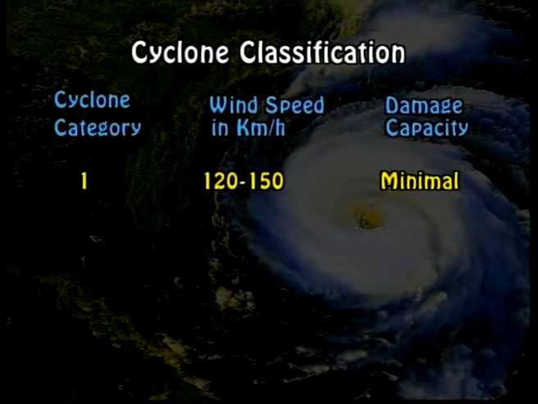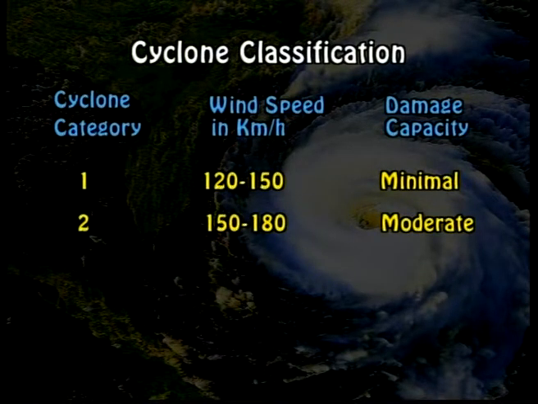In the first category, the wind speed is calculated in kilometers per hour, along with damage capacity. Wind speed for the first category is 120 to 150 and damage capacity here is minimal. In the second category, the wind speed is slightly higher, from 150 to 180, and its damage capacity is considered moderate.